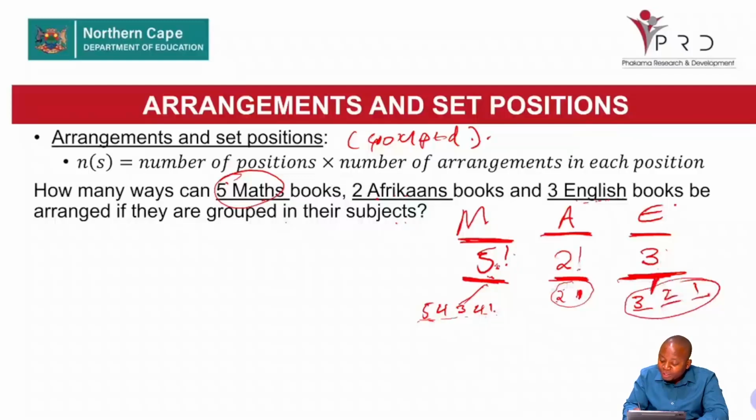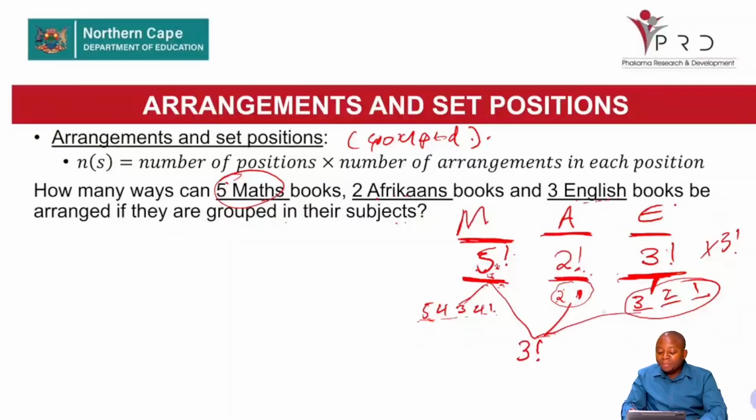So that's why it's going to be factorial, factorial, and factorial, because we have 5 options to put the math books grouped together. Now let us proceed. However, we'll multiply again by 3 factorial. Why 3 factorial again? It is because this group can be pushed into any position. It can be at the first position, the second position or the third position. That means these 3 groups can be arranged in 3 factorial ways. So the maths group can be at the end and the English group at the beginning, or the maths in the middle, English first and Afrikaans last.